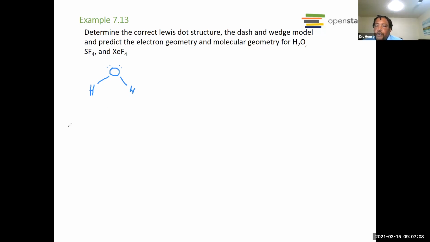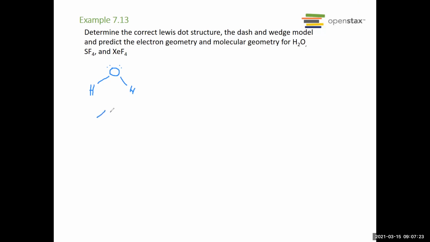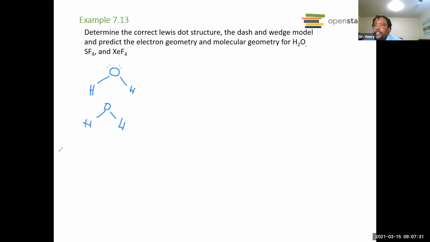So what would be the wedge dash model? Or would there be a wedge dash model? Okay. And what is the EPG? Electron pair geometry? Linear.